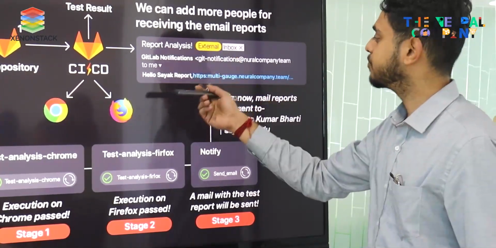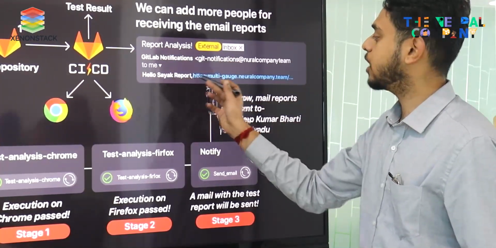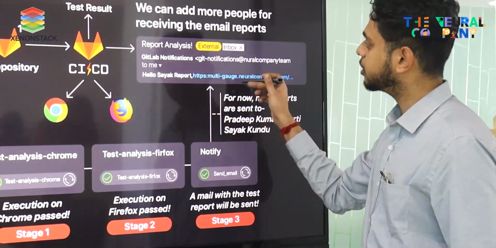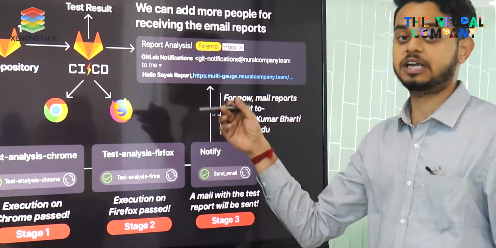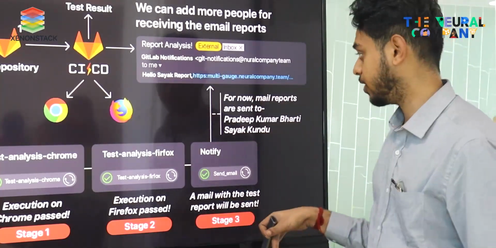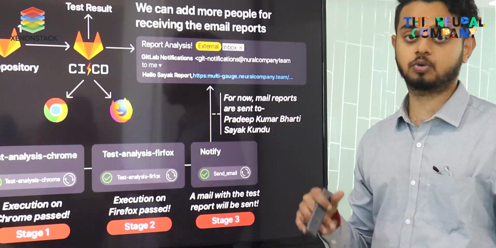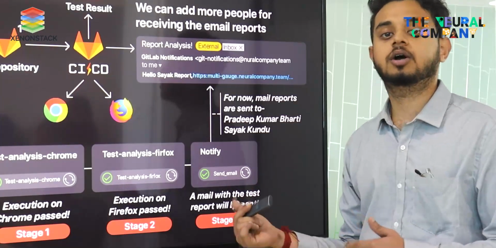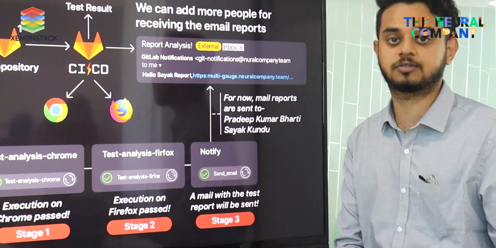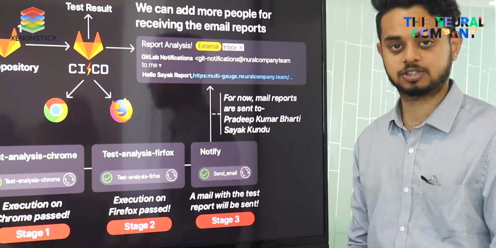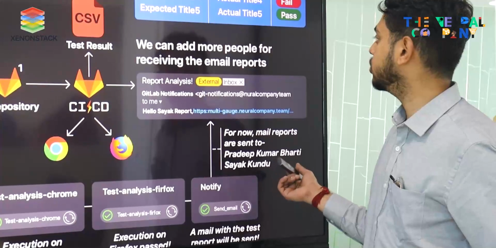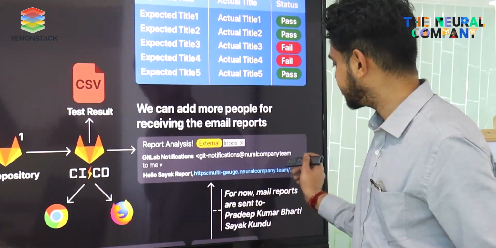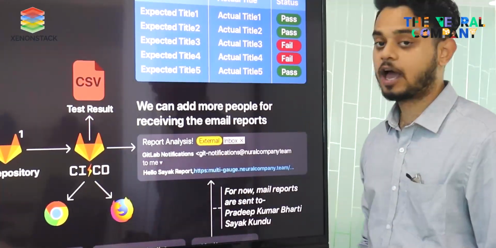We can have anything here. What it says is, hello, site report, the URL of the report. After clicking on this report, we are going to get the HTML report. In the HTML report, we will have how many test cases passed, how many test cases failed, and what the assertion errors are, that means whether the expected value and actual value matched or not.